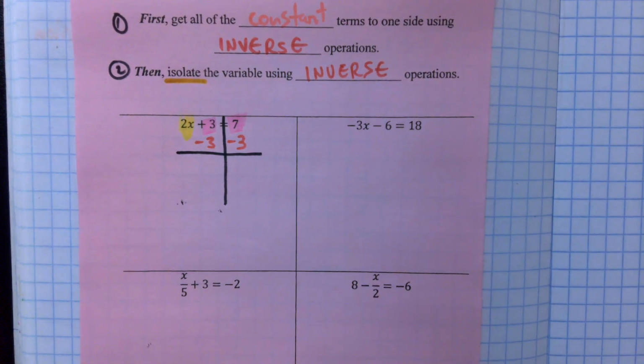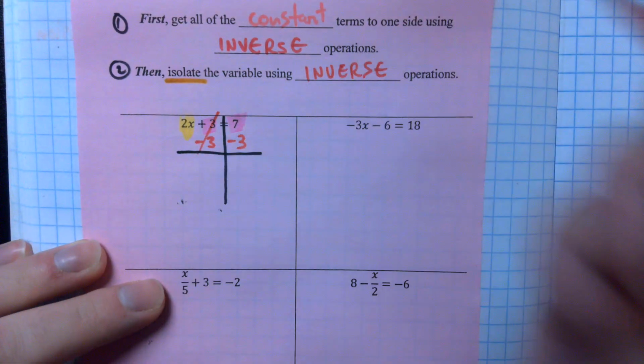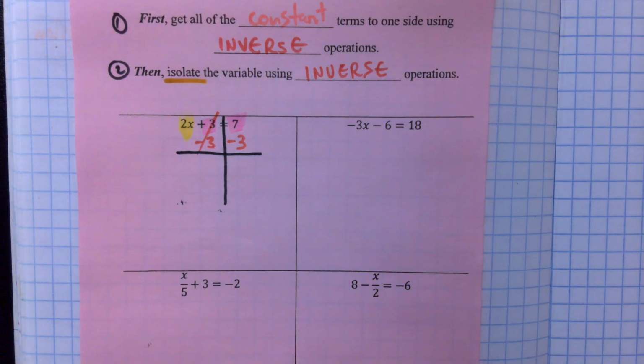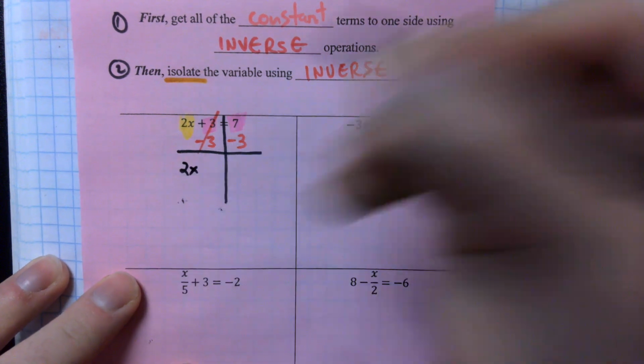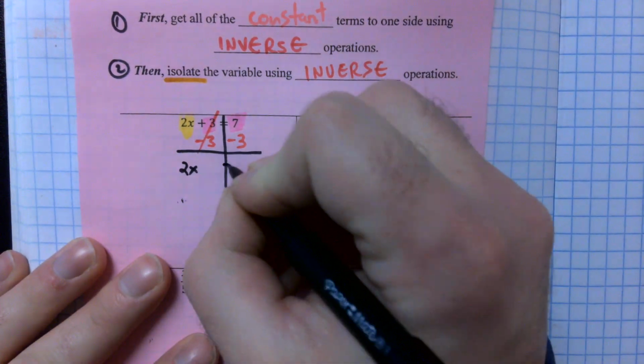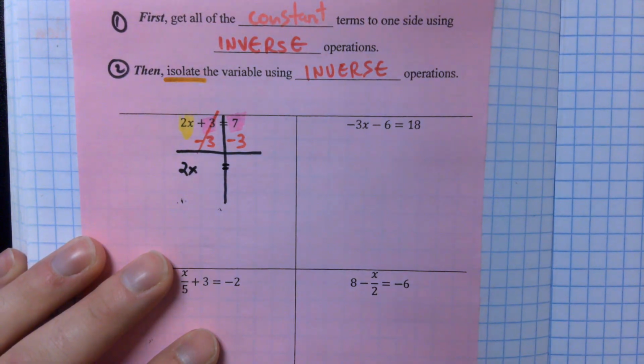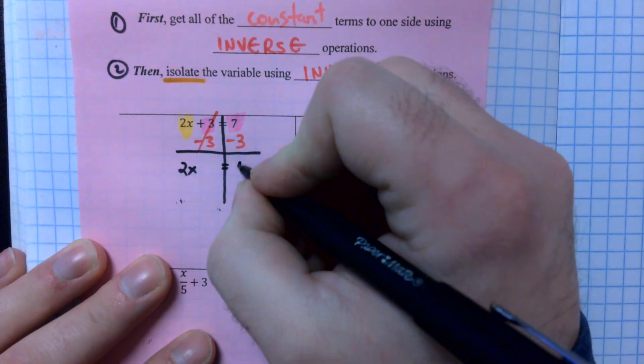What is 3 minus 3 on the left? 0. I'm just going to cross them out. What's the only thing I have left on the left-hand side? 2x. That's right. 2x equals, and then, what is 7 minus 3 back there? 4. That's right.